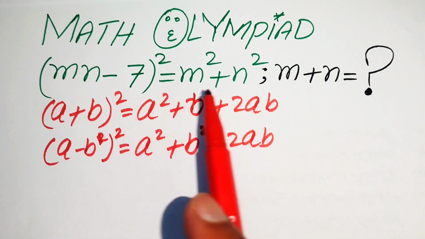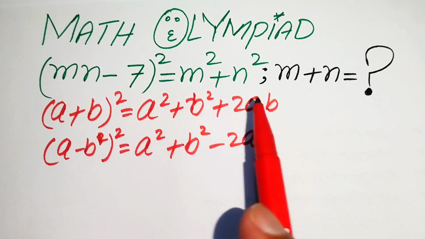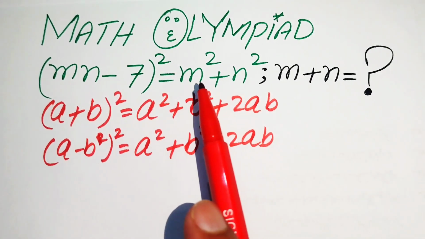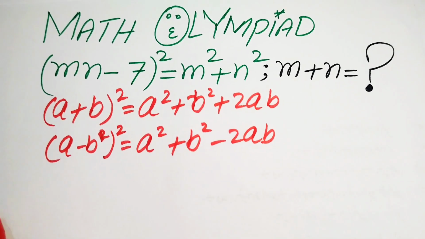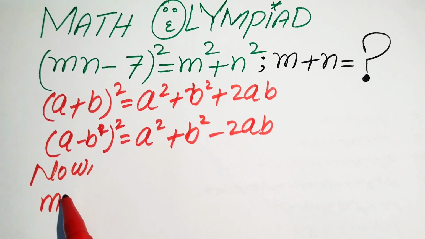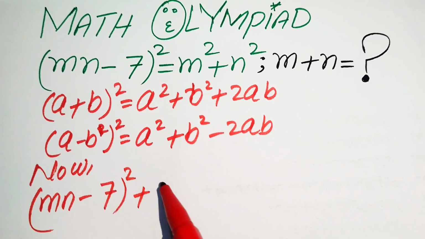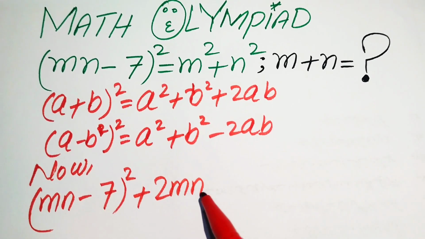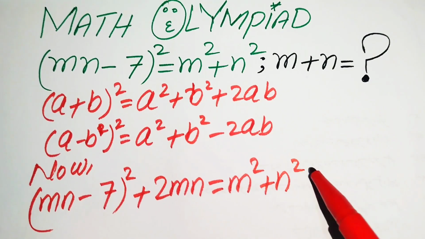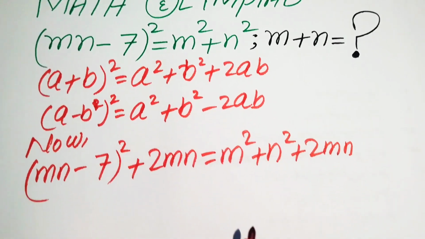So in order to complete the square of this term, here we need to add this term 2 times of ab, so that here we add both of the sides by 2 times of mn in order to complete this square. So now here we just write as (mn minus 7) whole square plus 2 times of mn is equals to m square plus n square plus 2 times of mn.